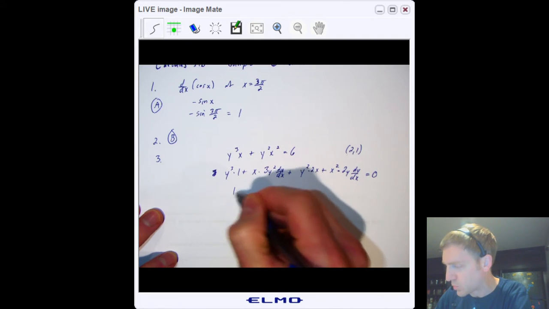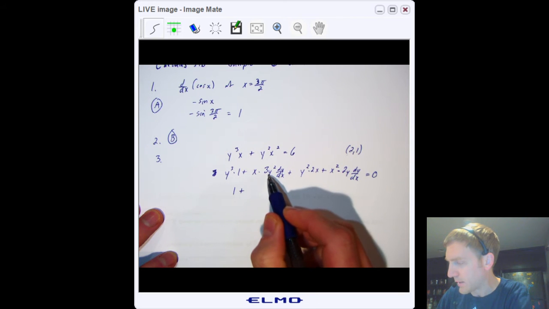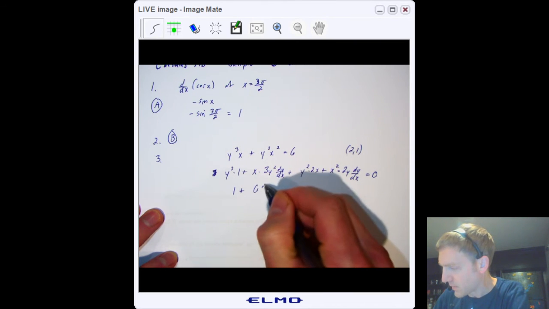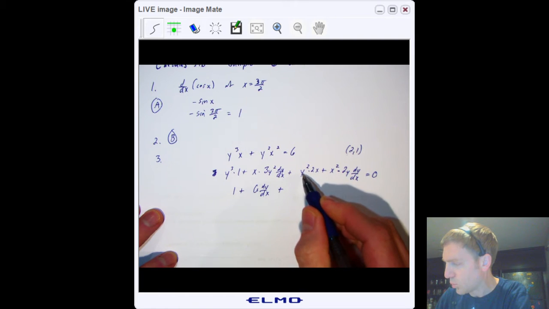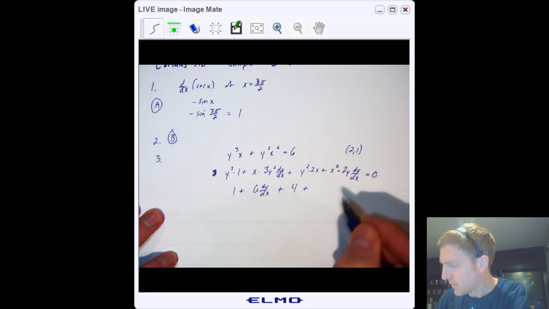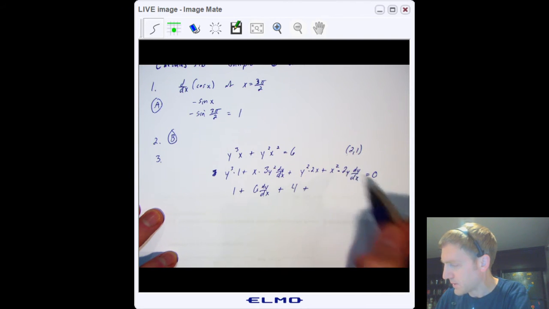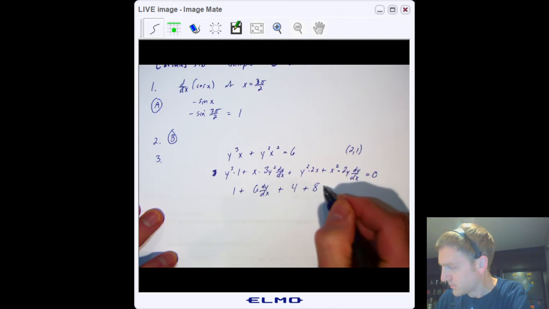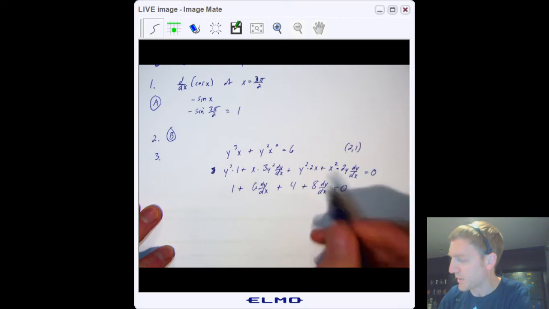So 1 cubed is 1. And then this will be 2 times 3, which is 6 dy dx. Plus, let's see, that's 1 squared times 2 times 2. So that's going to be 4. Plus 4 times 2 is 8 dy dx equals 0. All right, and now that should be pretty easy to solve.